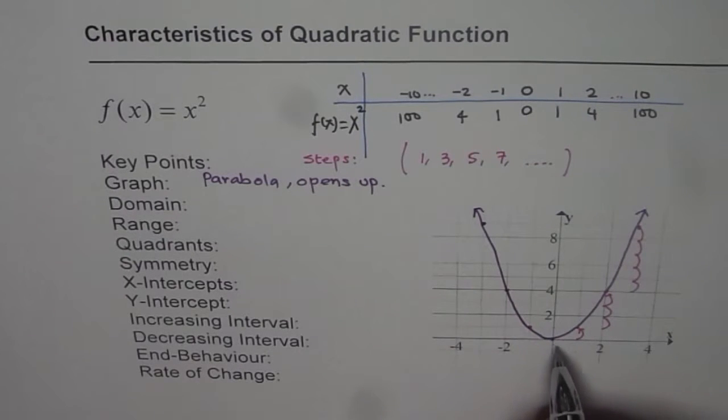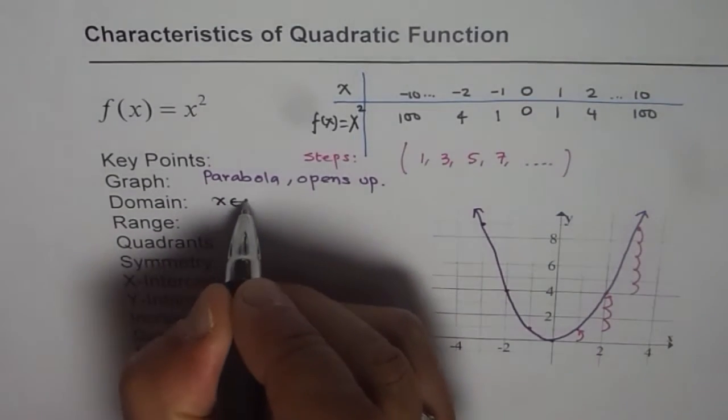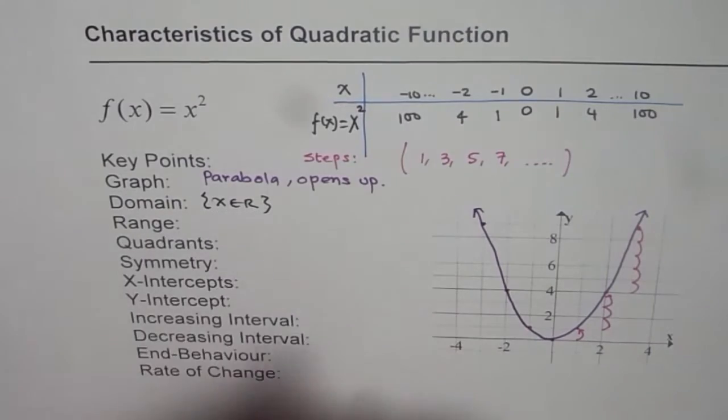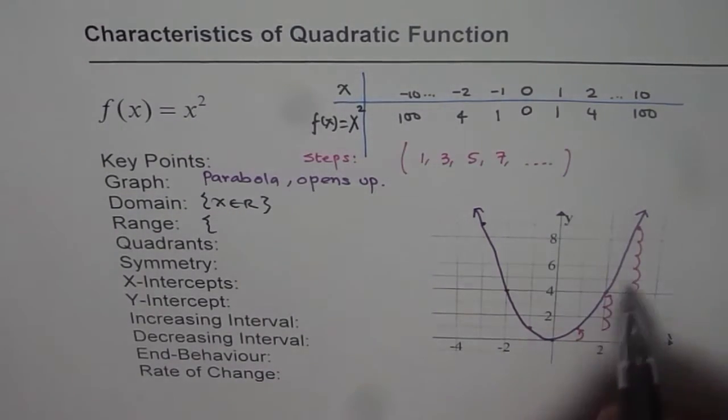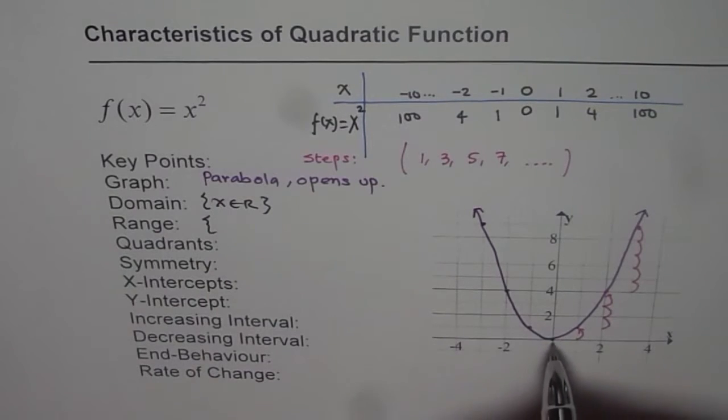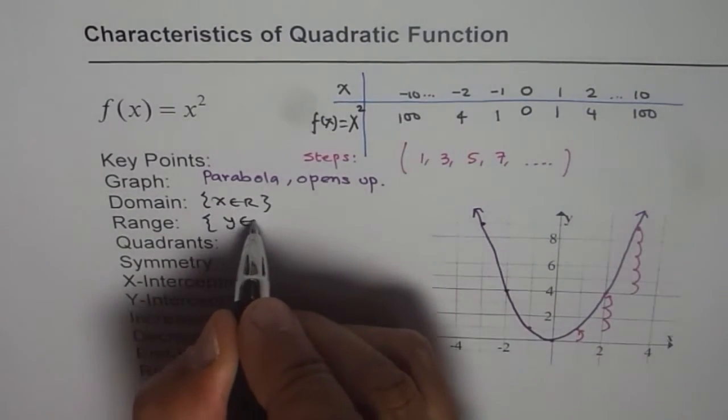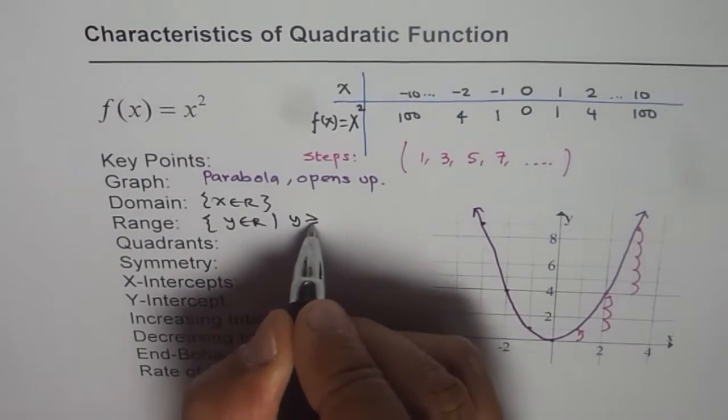Now let's write down domain and range. There is no restriction on domain, so domain is x belongs to real numbers. You can write any value of x. Range is restricted. It's only opening upwards, right? Where 0 is included. So we say y belongs to real numbers where y is greater than or equal to 0.